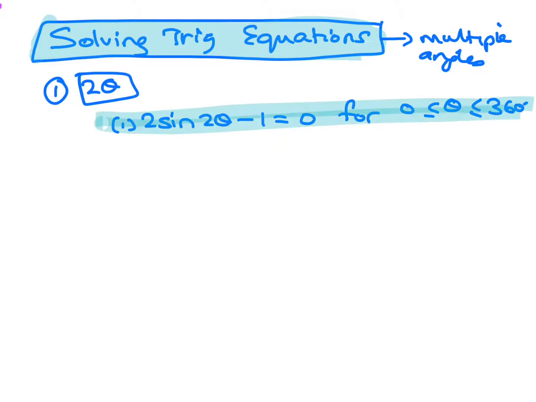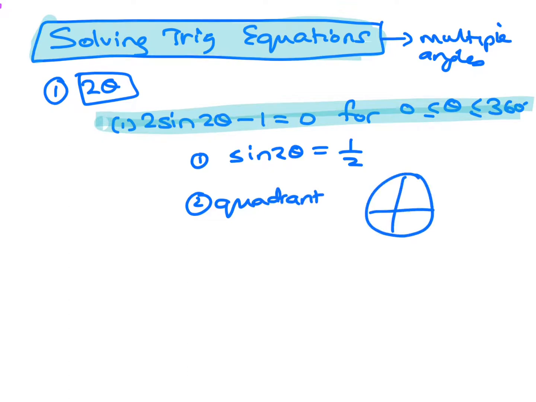Okay, step 1. First of all, you've got to solve for sine 2 theta. So that's 1 on 2. You just solve the trig equation. Step 2, you need to figure out the quadrant it's in. It's sine and it's positive, so it's positive in quadrants 1 and 2.